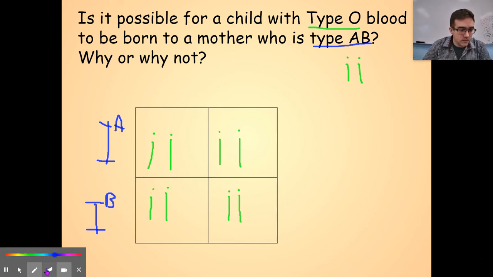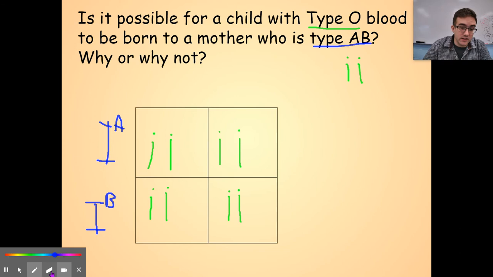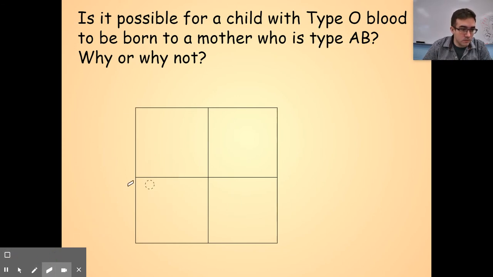So the answer to this question is no, because mom has to give either A or B, which is going to result in the child having either A, B, or AB blood, depending on who the father is. So the answer is no. So let's go to the next one.